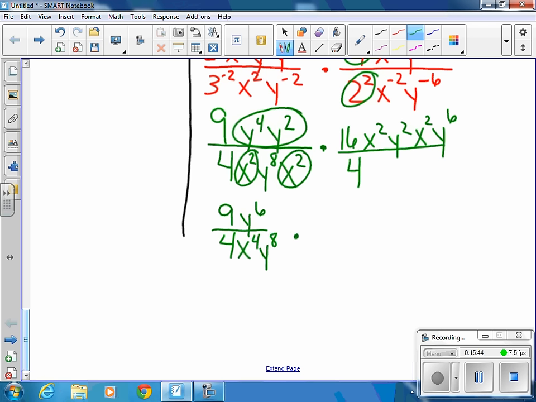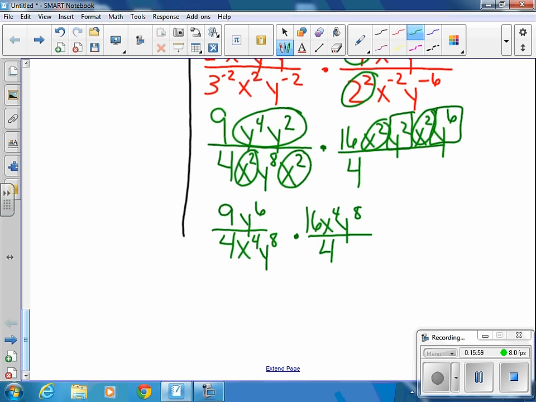Then go over here to the second one and do the same thing. The top is still going to have 16. There's x squared and x squared, which makes x4. And then there's y squared and y to the 6th, which makes y to the 8th. And then on the bottom, I just have a 4 hanging out.